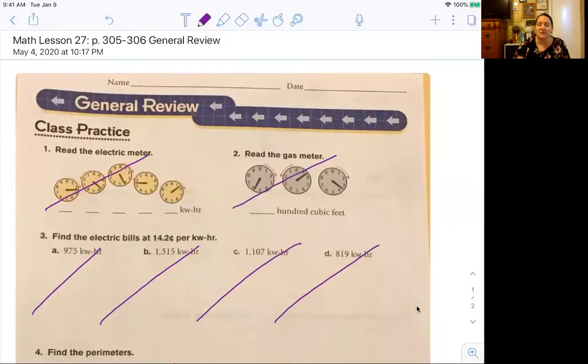Hi guys, it is Wednesday of week 7 and today we are going to be on page 305 to 306, general review. So go ahead and get there while I get my screen up, and you'll need a pencil today. And we're doing a general review just to kind of go over what we've already done.